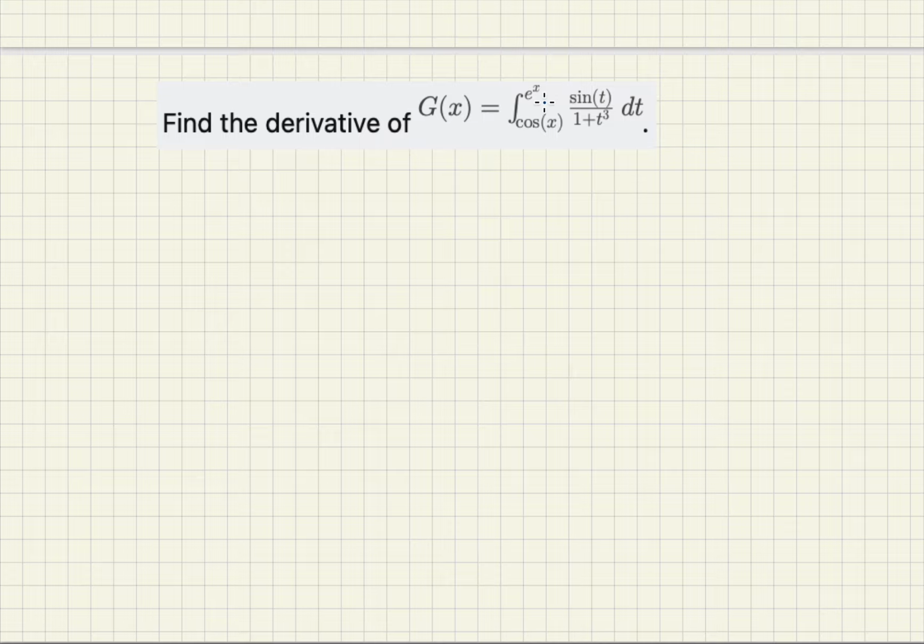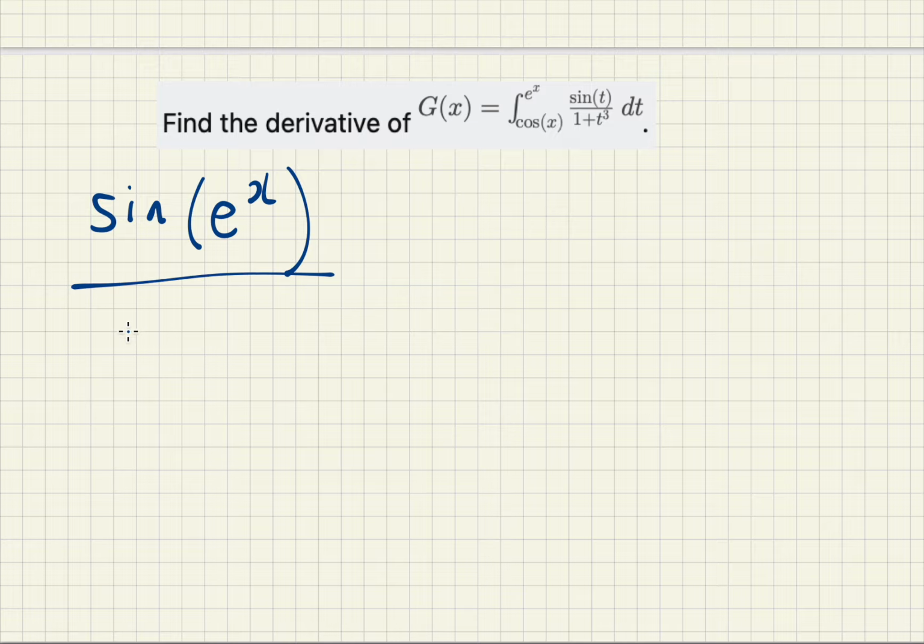Again, we have e to the power of x for our upper bound and cosine of x for our lower bound. So we know we have to use the Leibniz rule. To find the derivative, we use the Leibniz rule. So replace sine t with e to the power of x, over 1 plus e to the power of x, to the power of 3.